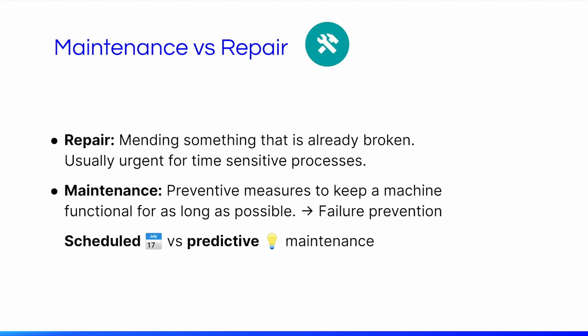Since this session is about predictive maintenance, we need to clarify what we mean by that. There is repair, which is a type of maintenance that happens too late. It means mending something that is already broken. Fixing it is usually very urgent for time-sensitive processes.